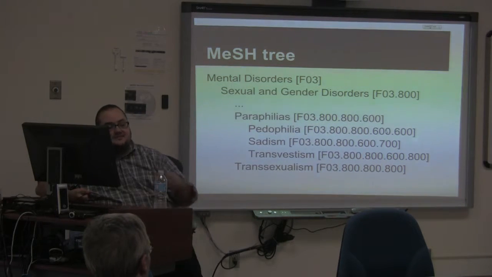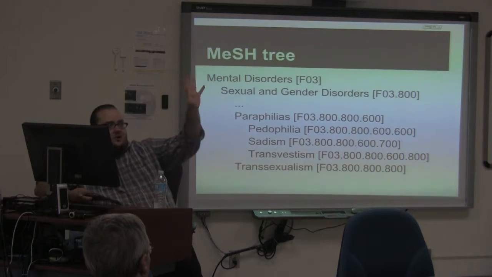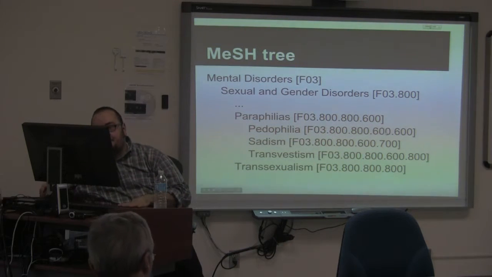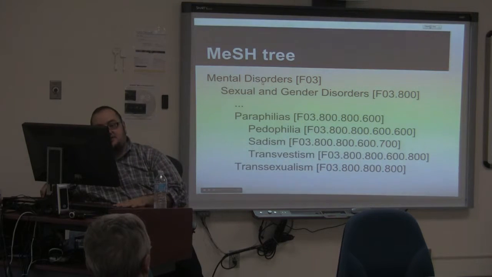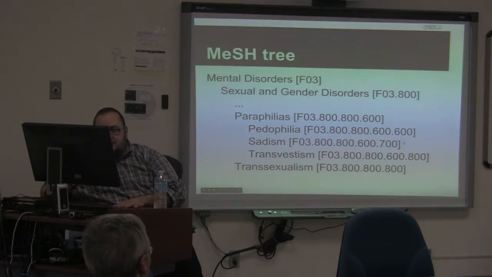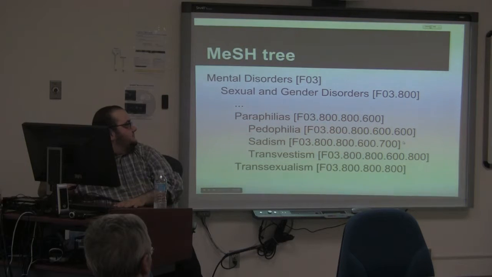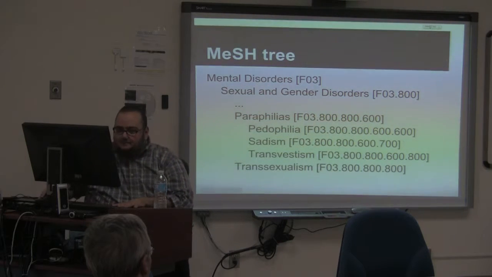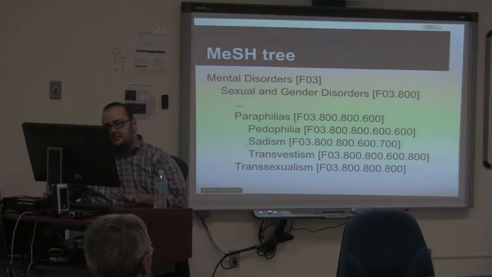MeSH has this classification concept known as trees, so it's like a hierarchy, going from broader to narrower. And MeSH puts sexual orientation and gender identity under mental disorders and under sexual and gender disorders. You see here that paraphilias, that term you may remember from earlier, breaks out even further into such delightful terms as pedophilia, sadism, and transvestism. Good news for our cross-dressing friends who are pedophiles and sadistic. And transsexualism has its own little separate thing.